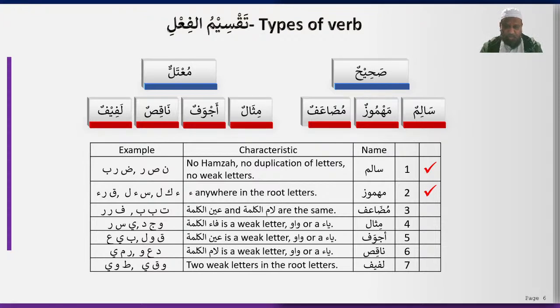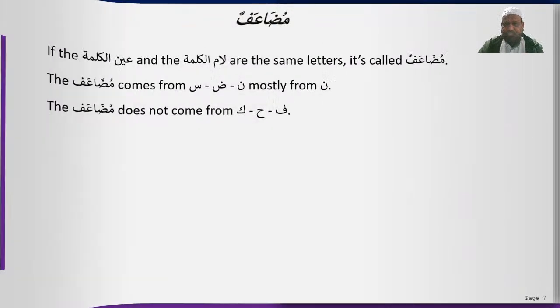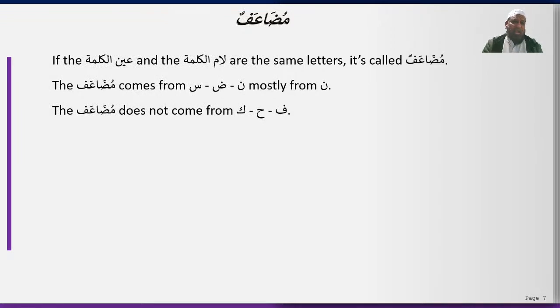So today we're going to learn number three, which is the type of Sahih, because there is no Hamza in the root letters and there are no weak letters, but there is duplication. So whenever we see a duplicated letter, especially in place of Ain and Lam, it is called Mudha'af. If the Ainul Kalima and the Lamul Kalima are the same letters, it's called Mudha'afun. Some more information about this.